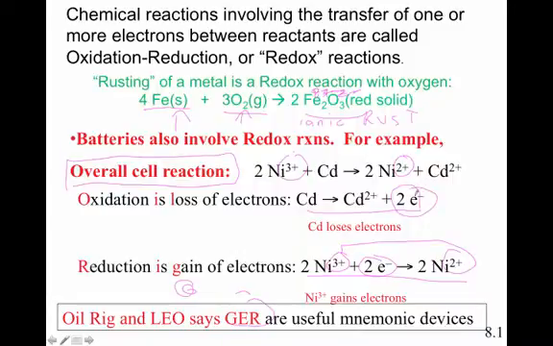That has to be the same in both of those half reactions. So when I add these guys up, they become the total over here overall. Let's do it again.